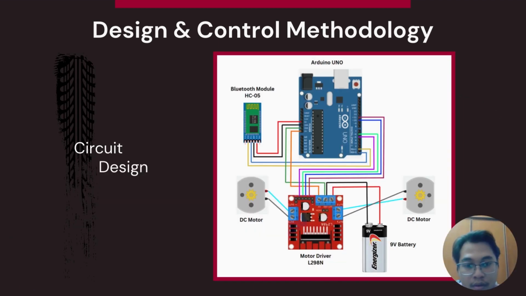Next is the circuit we use in this project. The Arduino Uno is connected to the Bluetooth module and motor driver, and then the DC motors are connected to the motor driver, and then the battery will supply the motor driver and the Arduino.